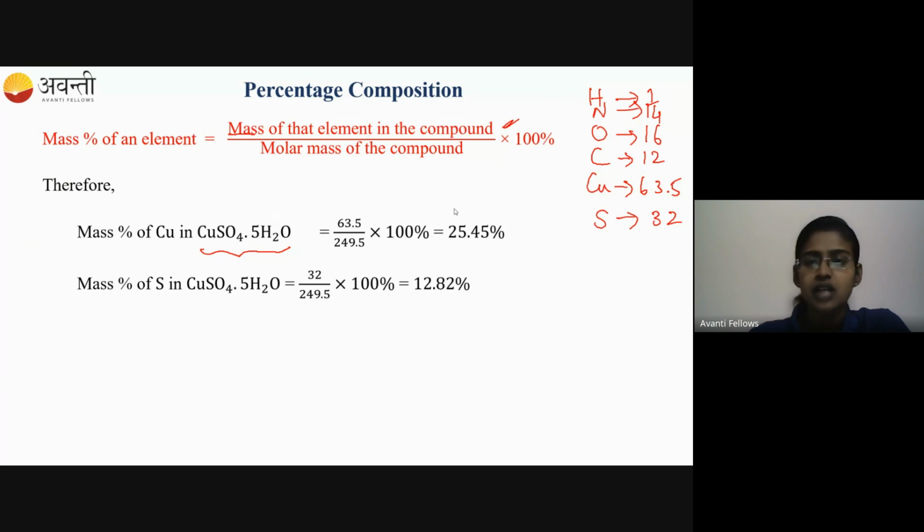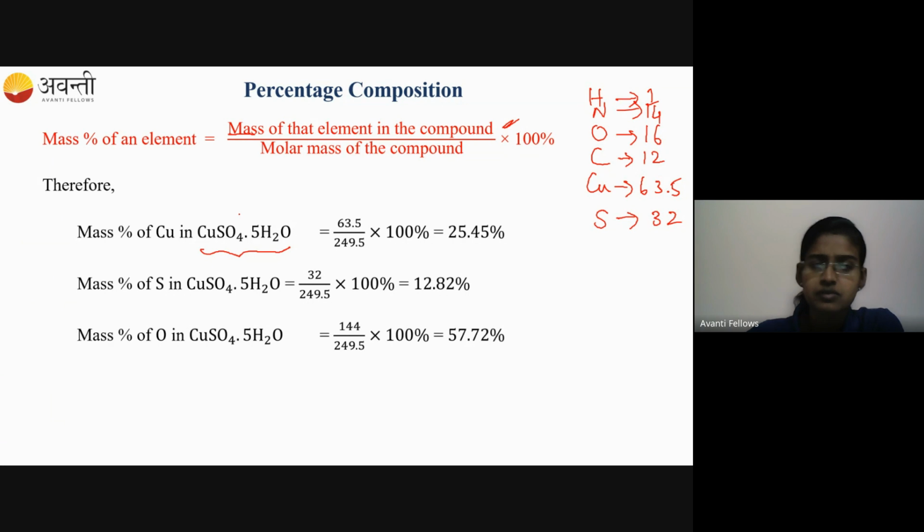Okay. Now coming to the percentage of oxygen. Percentage of oxygen, what I have to do? So how many oxygen do we have in this compound? 4 oxygen here and 5 oxygen here. So totally we have 9 oxygen.